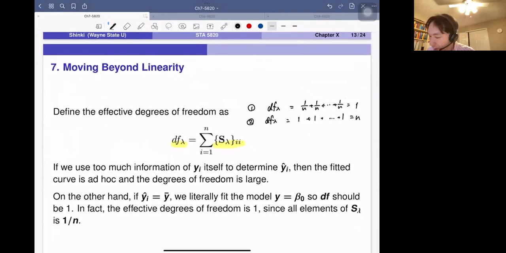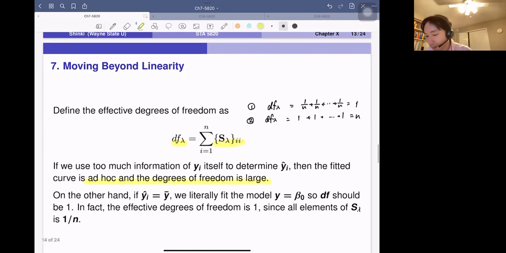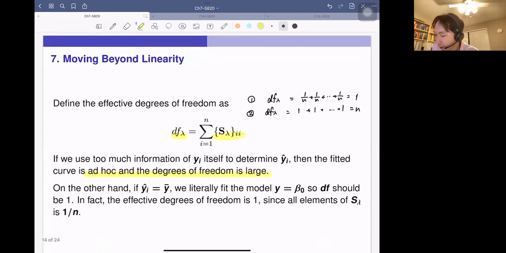If we use too much information of yi itself to determine yi hat, then the fitted curve is ad hoc and the degrees of freedom is large. On the other hand, if y hat is y bar, then we literally fit the model y is equal to beta naught, so the df should be 1. In fact, the effective degrees of freedom is 1, since all elements of S lambda are equal to 1/n.